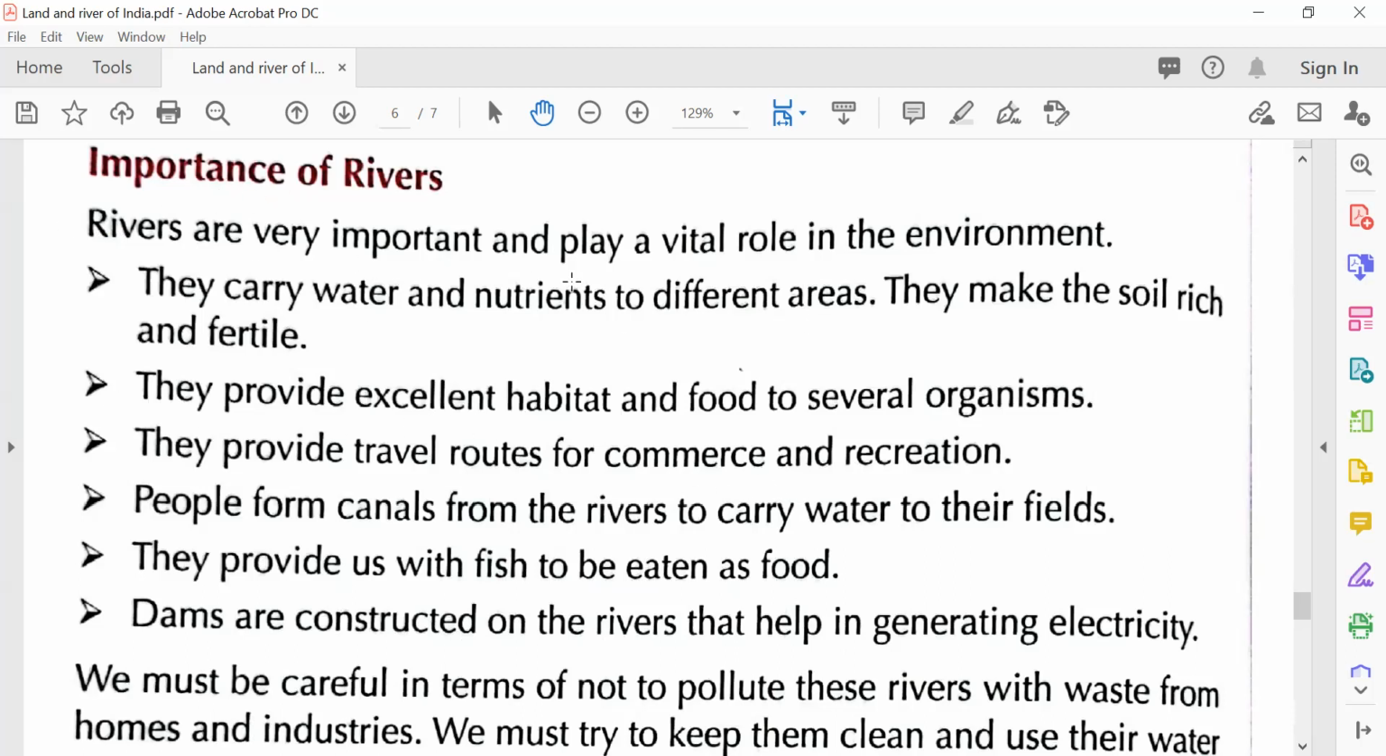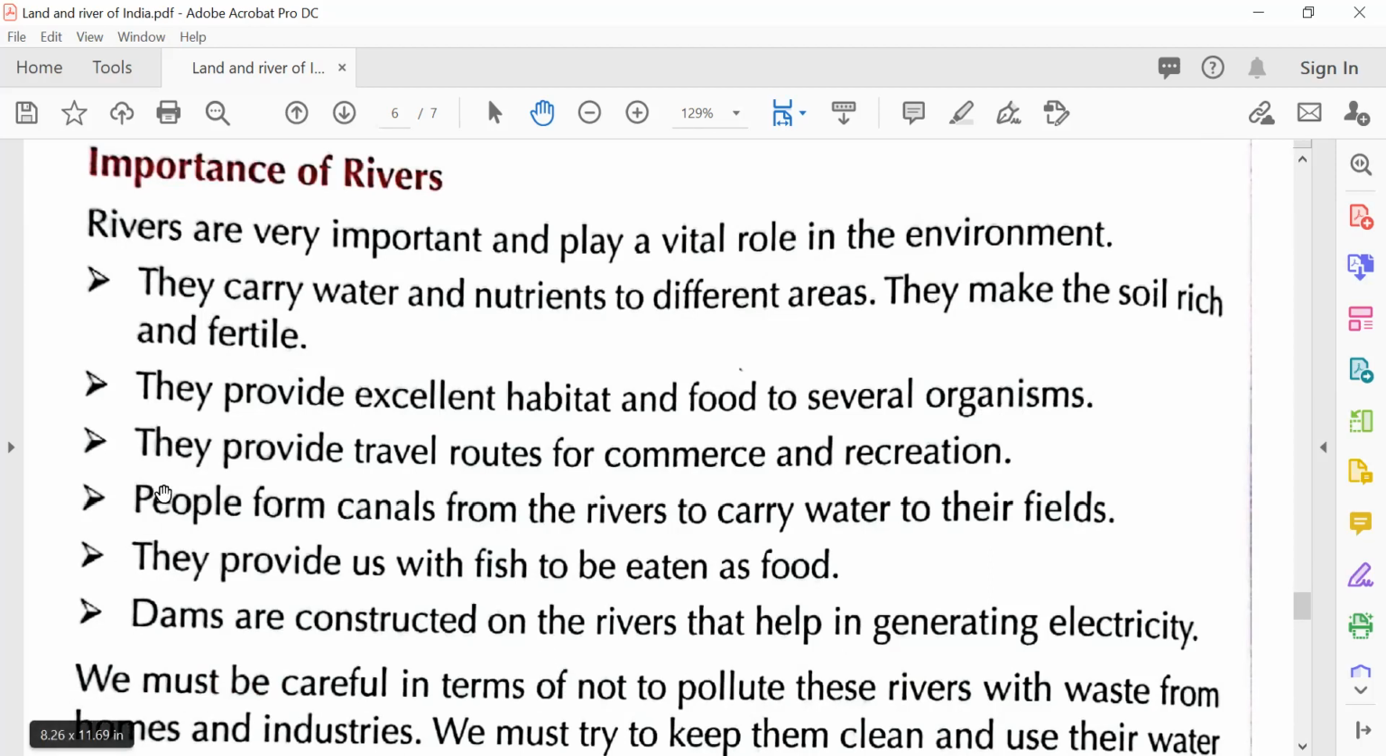Importance of rivers. So what is the importance of rivers? Rivers are very important and play a vital role in the environment. They carry water and nutrients to different seas. They make the soil rich and fertile. Wherever water passes, it makes the soil very fertile so that more crops can grow in that area. They provide excellent habitat and food to several organisms. So if the soil is fertile, then many trees grow there and so many animals also come and live there.